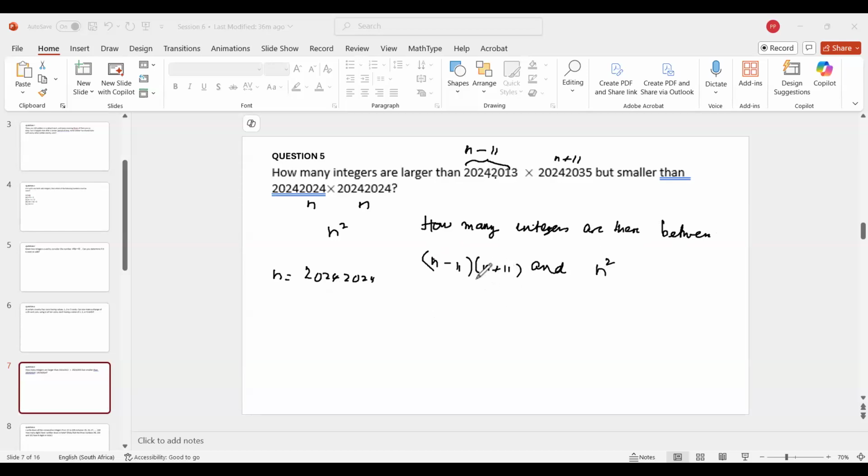Now, this is a very well-known object. Whenever you have a minus b times a plus b, I'm sure we've said this before, this is always a squared minus b squared. A very simple way of simplifying the product of the sum of two numbers and their difference. So this is n squared minus 121, and n squared.